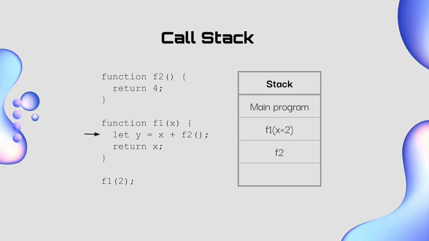When f1 calls another function f2, a new stack frame is pushed again. And when f2 finishes executing and returns a value, it is popped from the stack. And the same applies for the stack frame of f1.